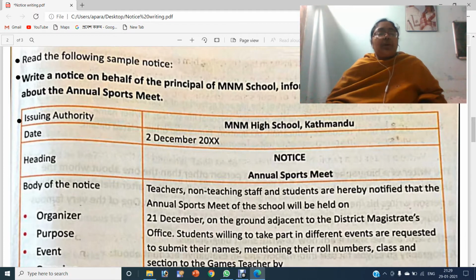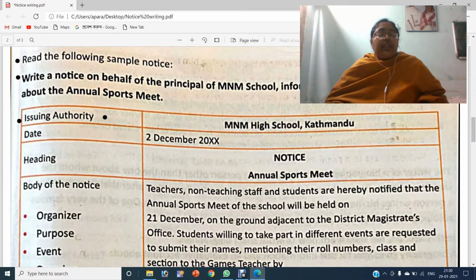Now, what does the first box contain? Just see here. Issuing authority. So, on the top, what will we write? The authority who is issuing the notice. On the top here, it's written MNM High School, Kathmandu. When we give a notice for the students of our school, on the top what will we write? The name of our school, Techno India Group Public School.